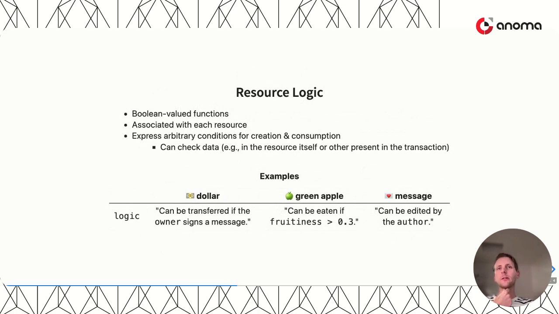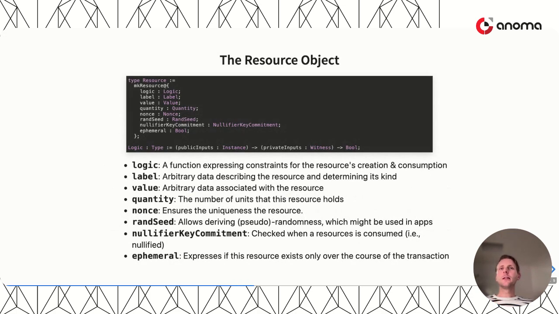Right, so those are resource logics. The resource object contains more fields besides those 4 that we just discussed: logic, label, value, and quantity. The next field in the object would be the nonce, which is basically a number that ensures that this resource is unique. A randomness seed, which you can use to derive pseudo-randomness, which is something an application might need. A nullifier key commitment, long word.